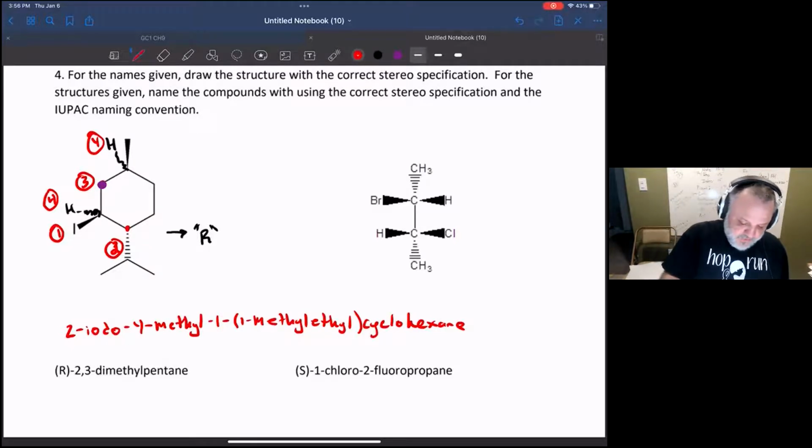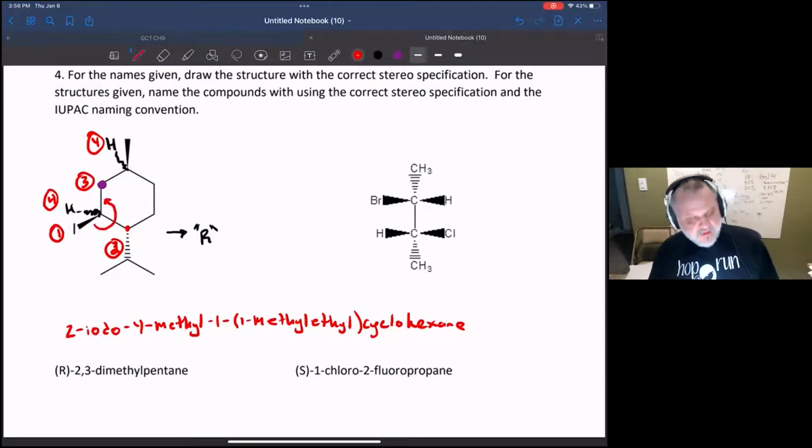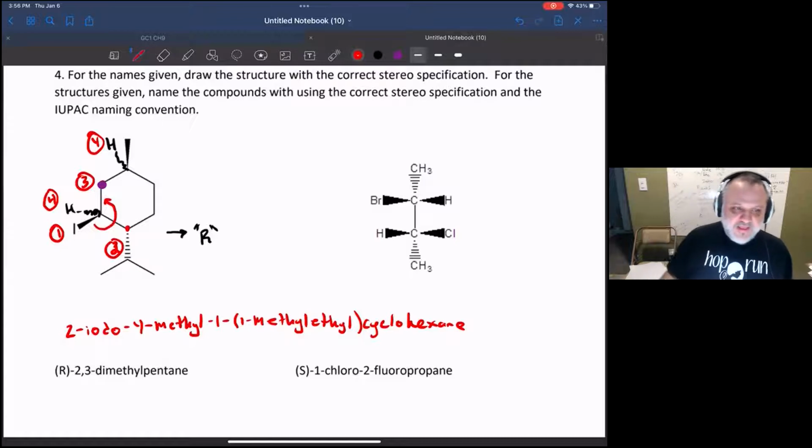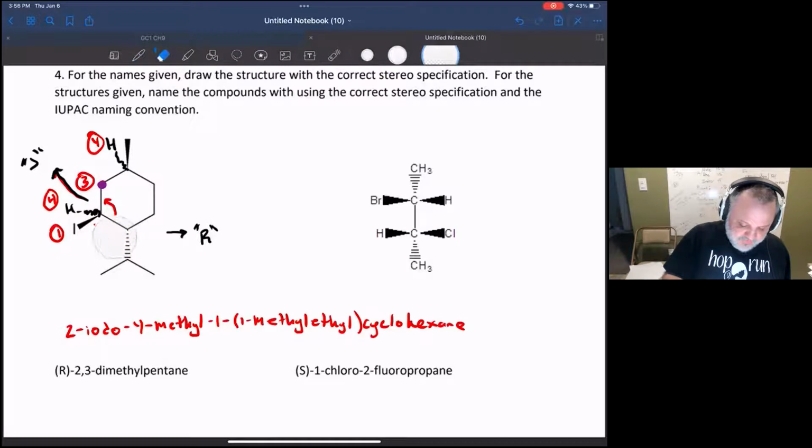All right, and so let's do it again. We got 1, 2, 3. This is a counterclockwise direction, and the lowest priority group is pointing away from us. So this is actually an S configuration. We don't need to do any reversing. So I've got S there. All right, let me do some erasing so I can make some room.